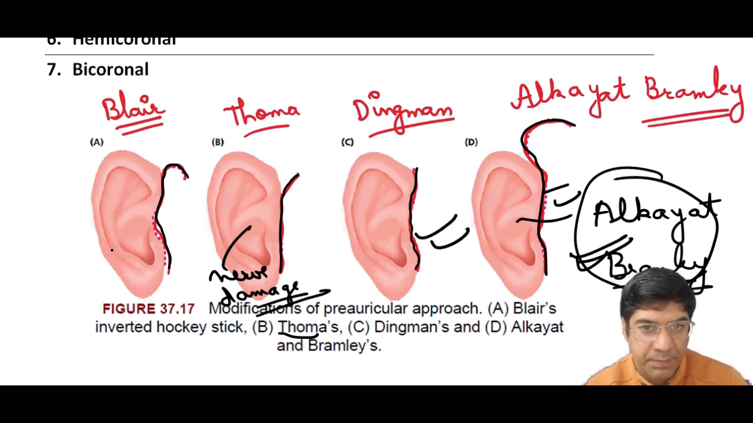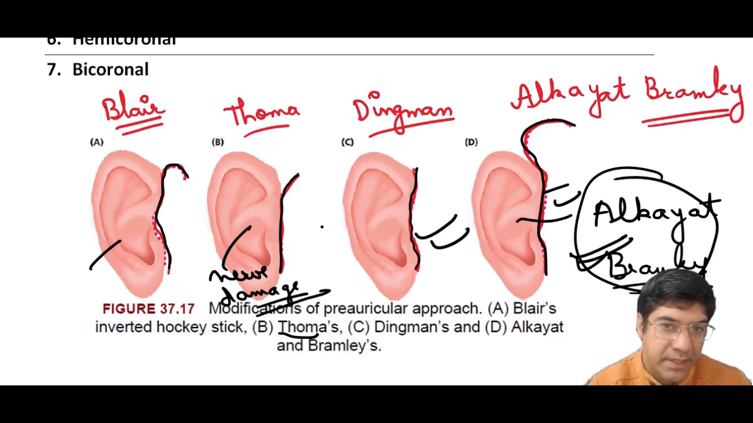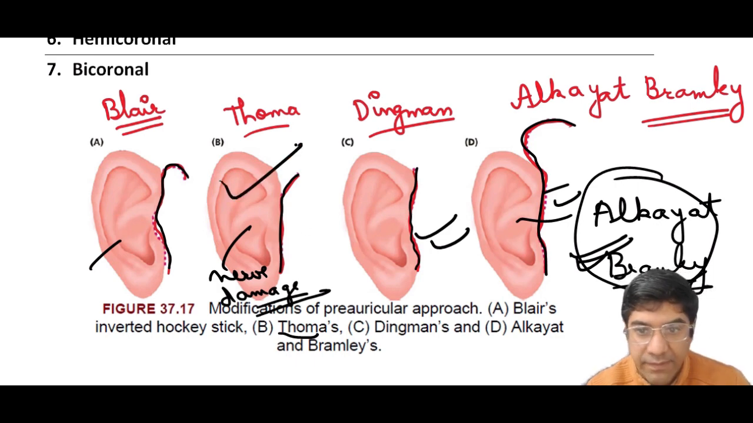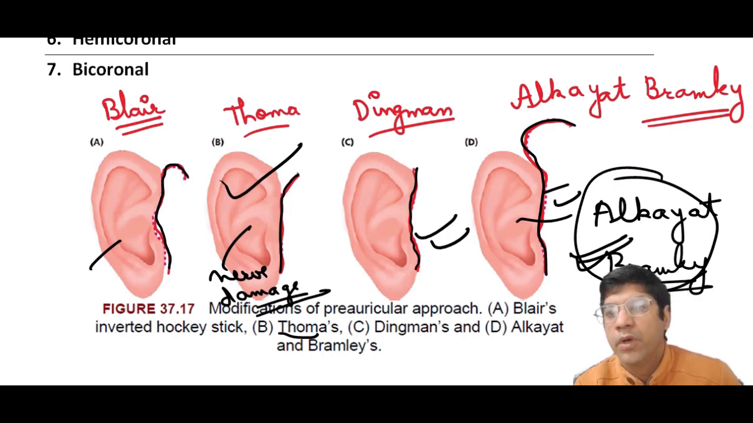So in short, the Blair incision offers access to the TMJ and the condylar region. The Thoma vertical incision avoids the main trunk of the facial nerve. The incision starts in front of the ear, extends across the zygomatic arch and curves upward. This angulation allows for better exposure of the TMJ and minimizes the risk of facial nerve damage.